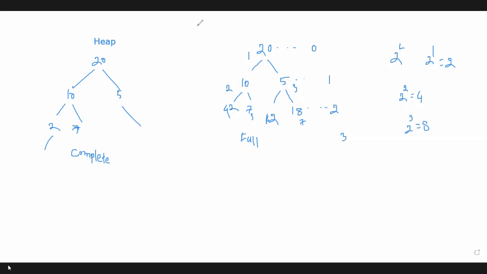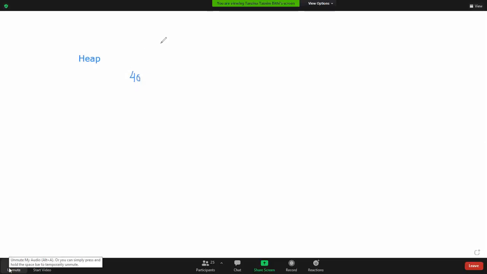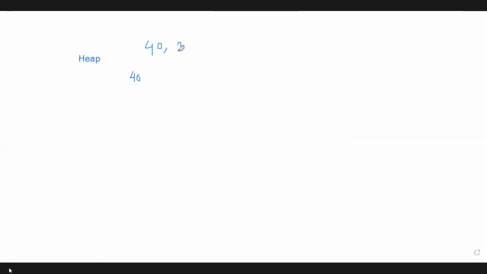What is a heap? It's not a BST, but it's a complete binary tree. Suppose the first node of the tree is 40. The root node is 40. After that, if we want to add a node and its value is 30, where will we add it? Do we need to compare it? No, it's not a binary search tree.